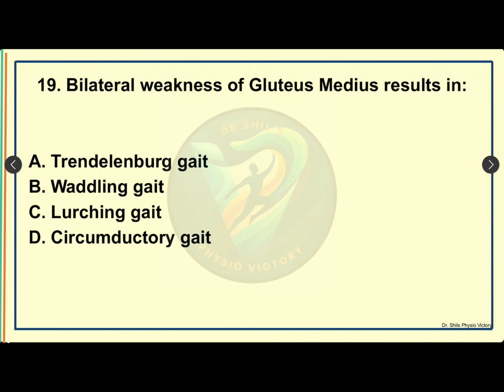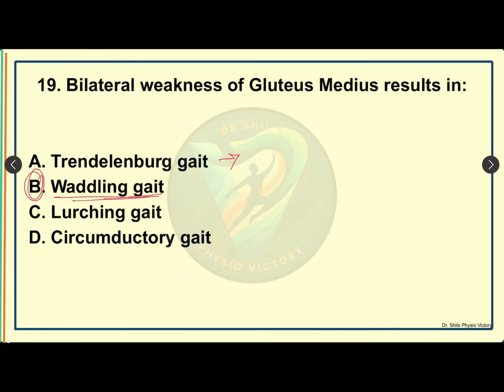Next question, bilateral weakness of gluteus medius results in option A, Trendelenburg gait, option B, waddling gait, option C, lurching gait, and option D, circumduction gait. Here, the correct answer is option B, waddling gait. Gluteus medius is a primary hip abductor that stabilizes the pelvis during walking. In both-sided weakness, pelvis drops alternately and trunk shifts side to side, which leads to waddling gait.